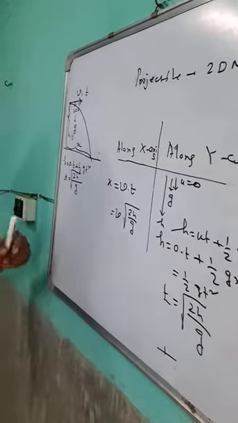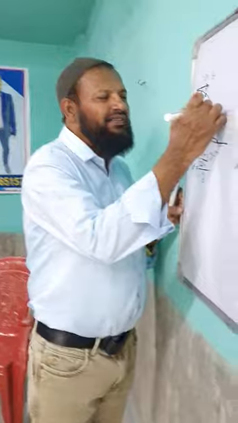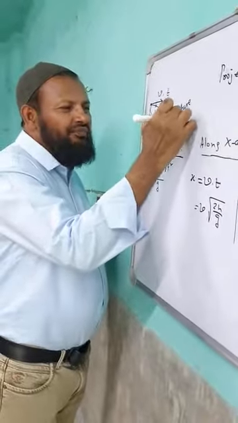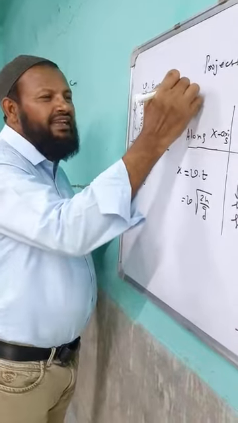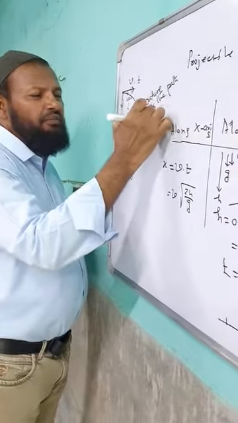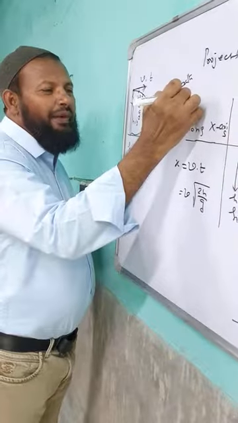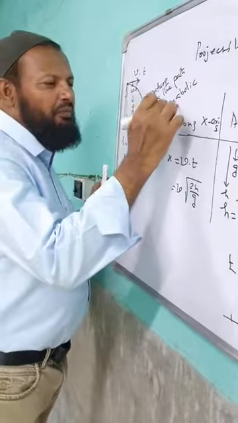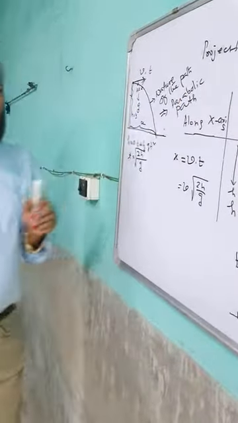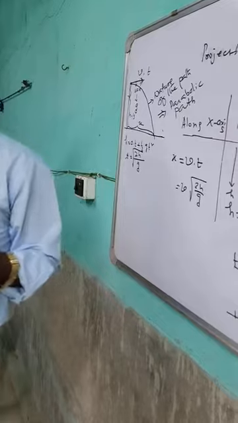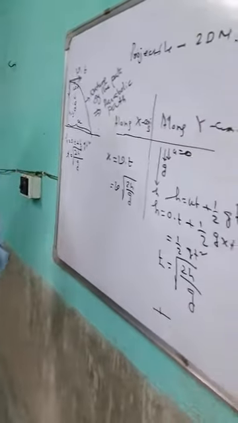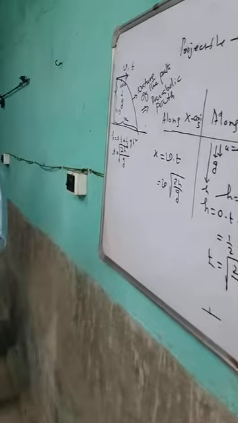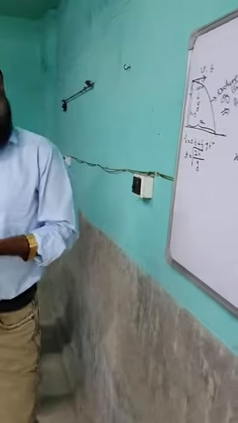We can calculate x. And what is the name of the path? What is the nature of the path? Please see here. Nature of the path, this is parabolic path. This is parabolic path. Okay, please write down. This is parabolic path. Now I will draw a bigger figure, and that figure is very, very important.